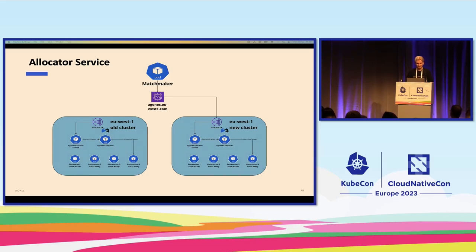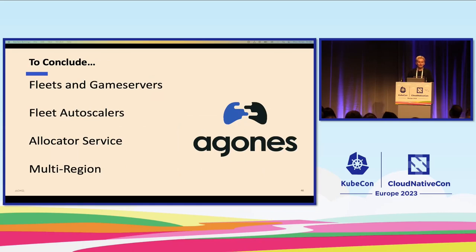Okay. So to conclude, that was a whirlwind tour of Agones. It introduces a load of new concepts to Kubernetes, such as fleets and game servers, which are ways of actually running game servers in Kubernetes clusters. It has autoscalers for scaling based on player demand versus your traditional metrics. You've got allocator endpoints, which you can use to abstract Agones away for something like a matchmaker to connect to, and have a kind of multi-region deployment.